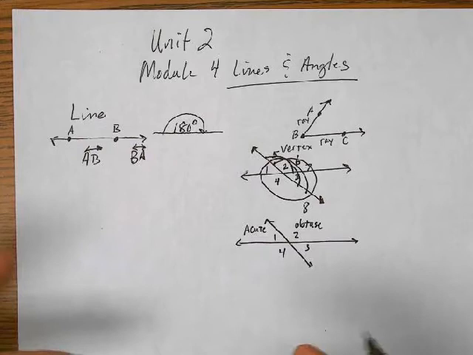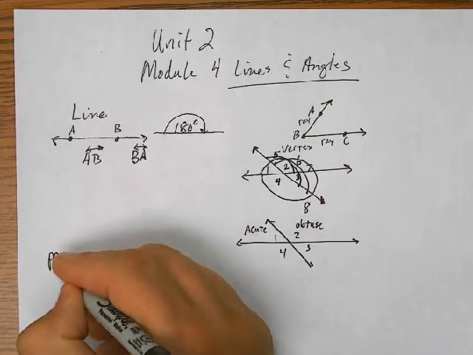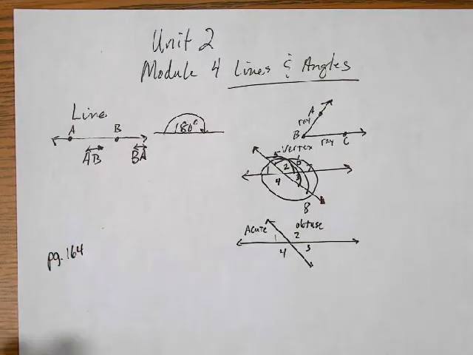All right, so on page, I think it's 162. Is there a definition on page 162? I might be on the wrong page. No, it might be 164 then. Vertical angles? No. I'm sorry, it's 164. Page 164. Go ahead and write in your notes the vertical angle theorem.